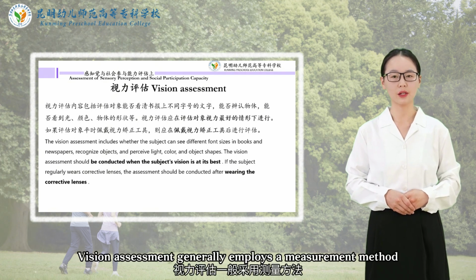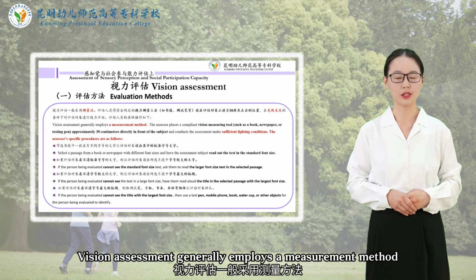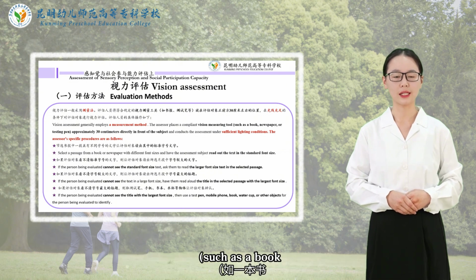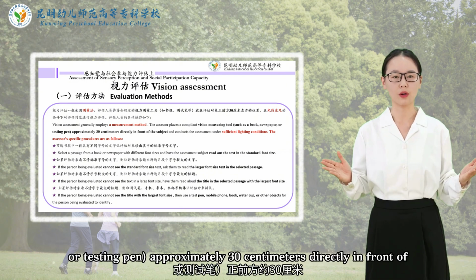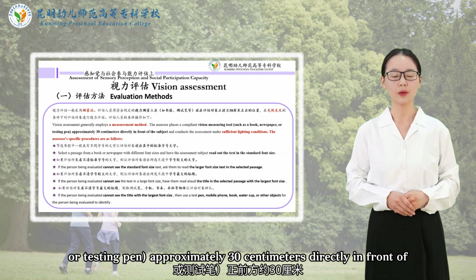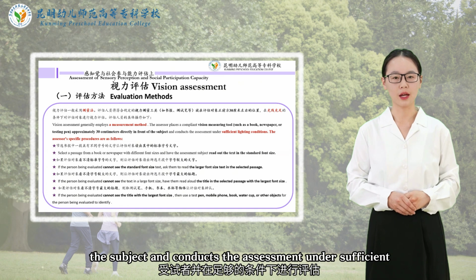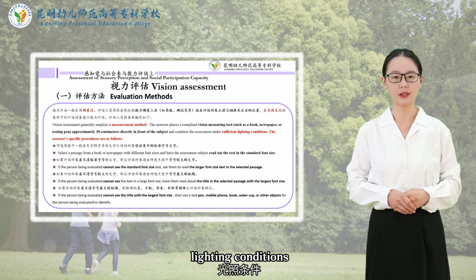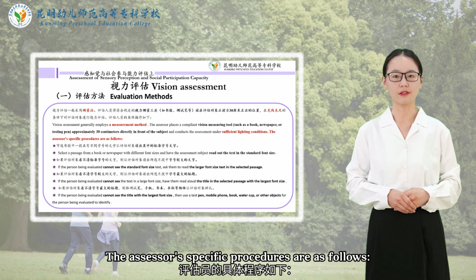Vision assessment generally employs a measurement method. The assessor places a compliant vision measuring tool, such as a book, newspaper, or testing pen, approximately 30 centimeters directly in front of the subject, and conducts the assessment under sufficient lighting conditions. The assessor's specific procedures are as follows.